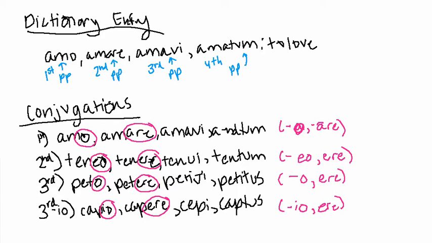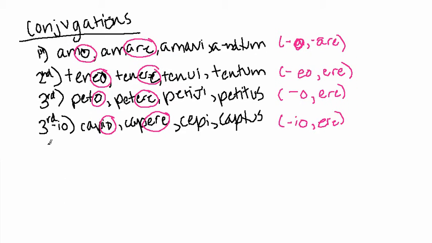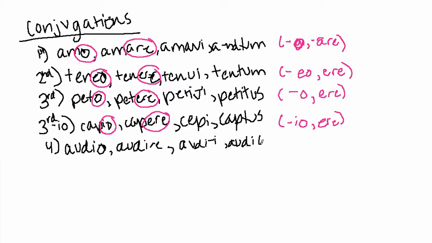Okay, so I'll go next to the fourth conjugation. Fourth conjugation, and I'll give you the example of audio, audire, audivi, auditus. Okay, so again it ends with io, but this time the second principal part ends in ire. So I'll write that down. Io, ire is your indicator that it belongs to the fourth conjugation.